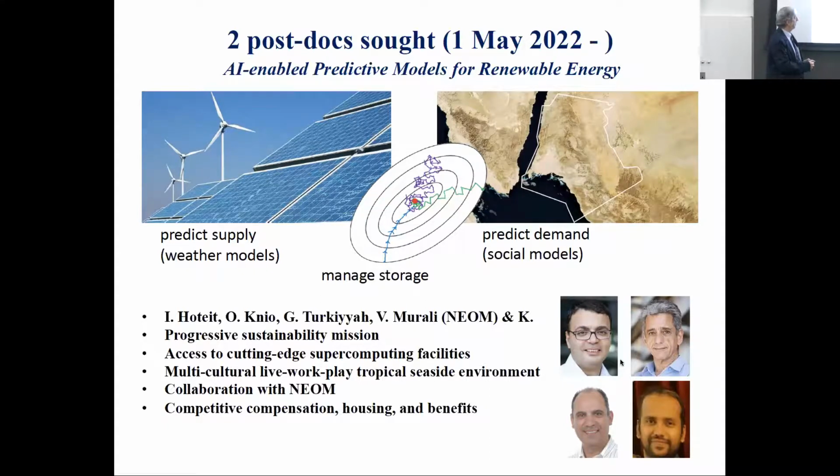And in particular, we have a new project with Ibrahim Hotet, the person who understands the circulation of the Red Sea better than anyone else, Omar Knio, who's currently the Dean of Computational Science and Engineering, and George Turkia. By the way, this is my own local Lebanese mafia at Coast. And Murali is the NEOM player. And we have two new postdocs on this to basically put these two halves, supply and demand, together with machine learning from both the weather and social models.